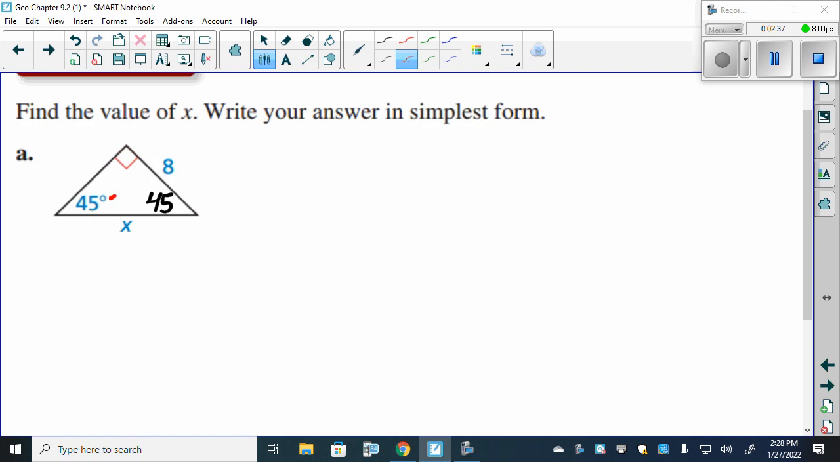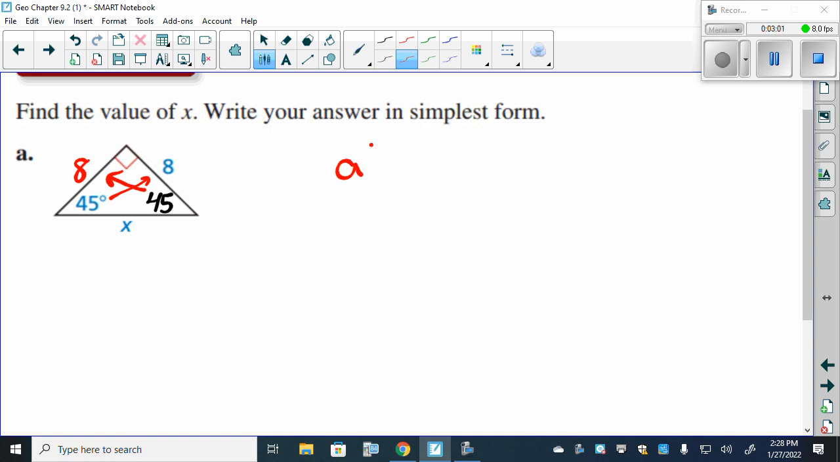We know that the sides opposite the 45 degrees are going to be the same, because the sides opposite congruent angles are congruent. So that tells us that these two sides have to both be the same. They're both going to be 8. Which means we still need to find the value of x.